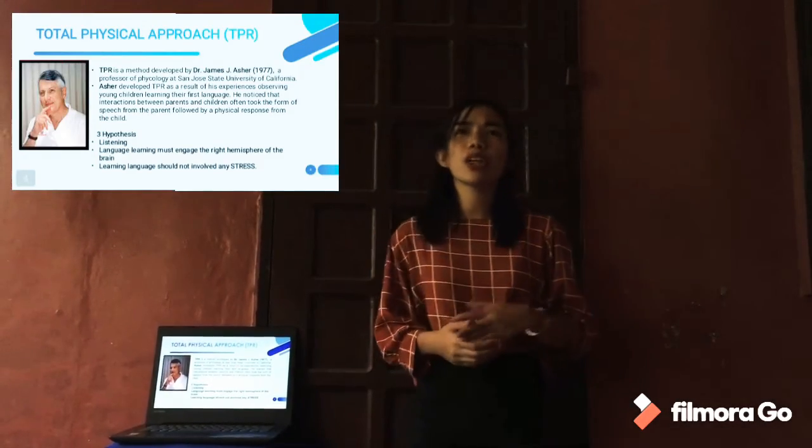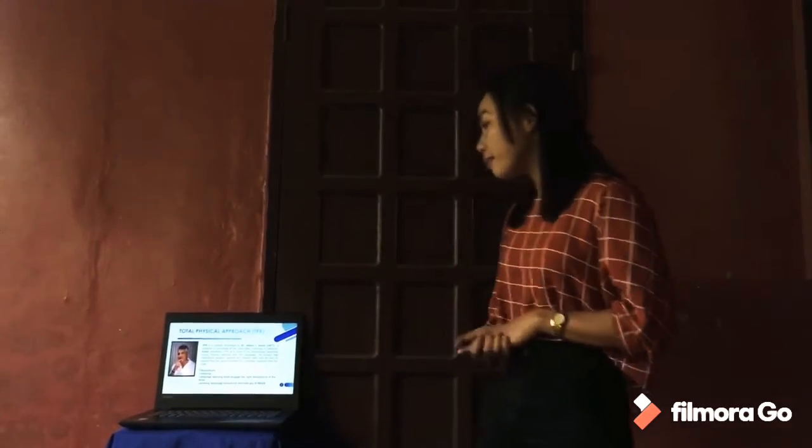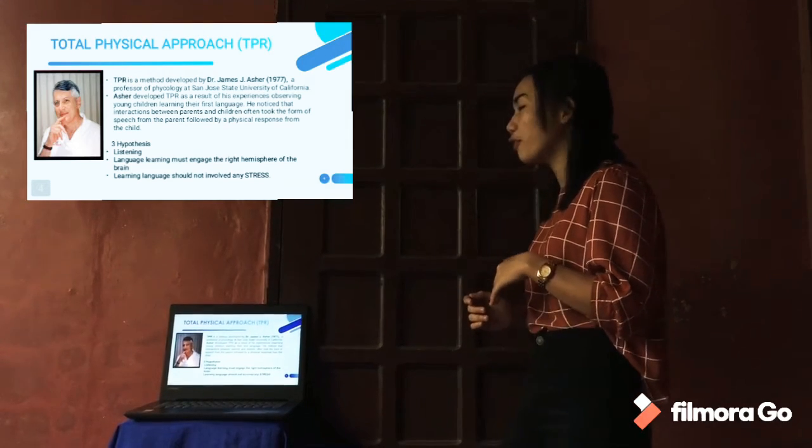So first, listening. The children could learn their language through listening, because by listening they can create sentences. And the second one is that language learning must engage the right hemisphere of the brain.